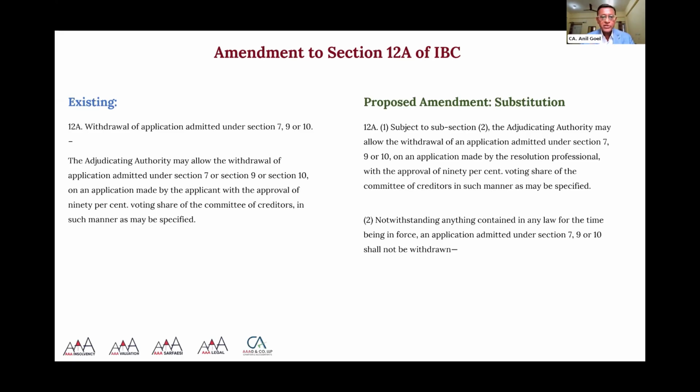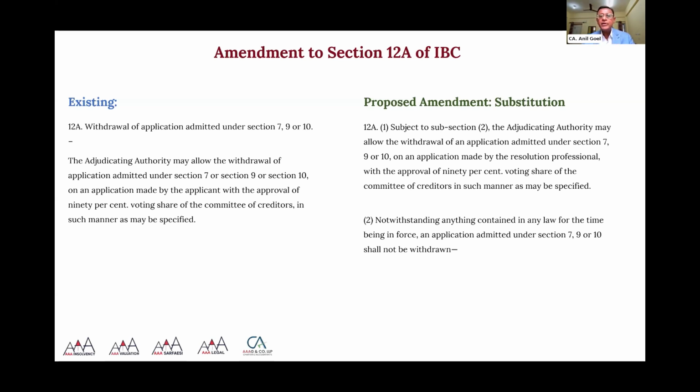The existing section 12A was a very, very brief section, and it only said that the adjudicating authority may, the word used was may, allow the withdrawal of an application admitted under section 7 or 9 or 10 on an application made by the applicant. Applicant means the person who made the application under section 7, 9 or 10, with the approval of 90% voting share of the committee of creditors in such manner as may be specified.